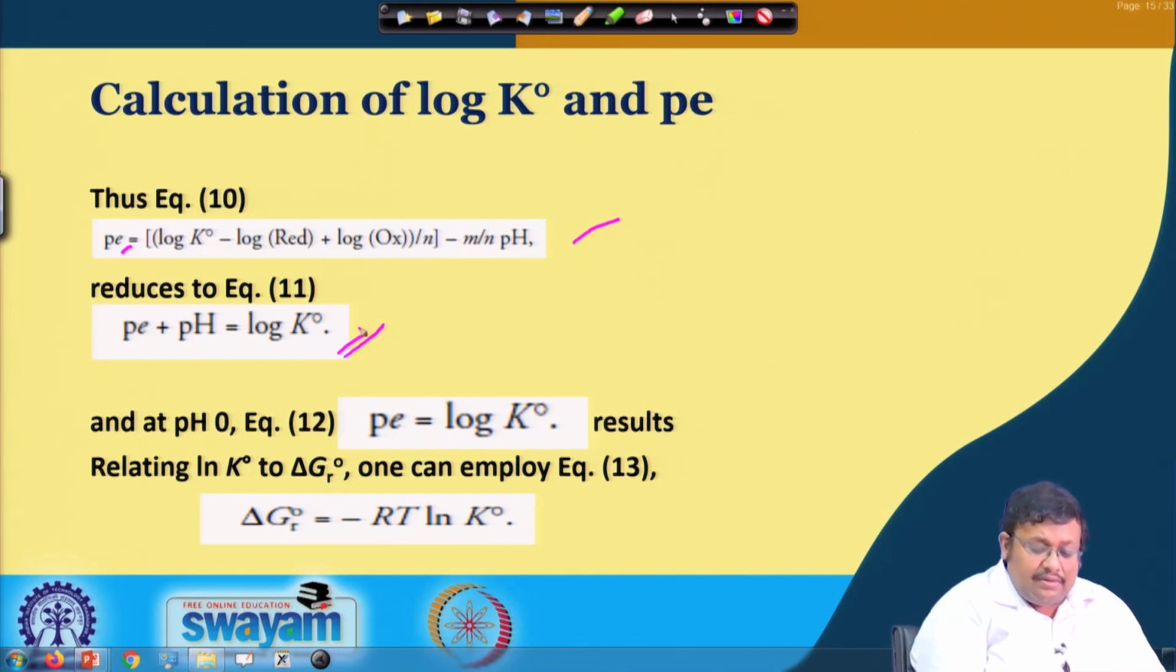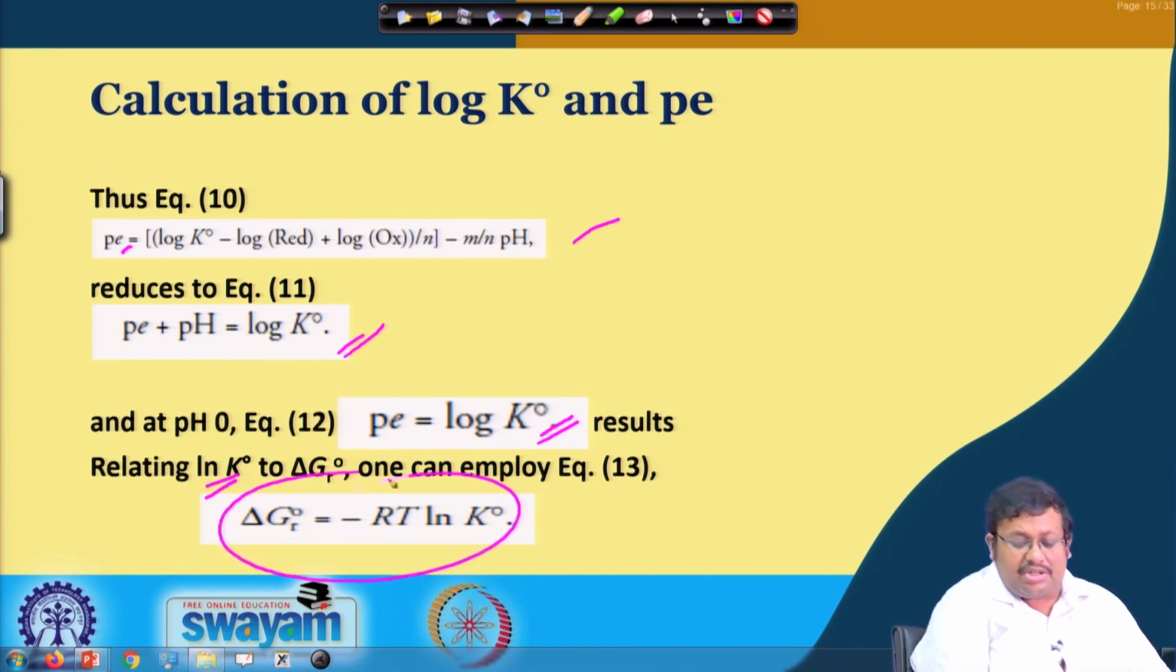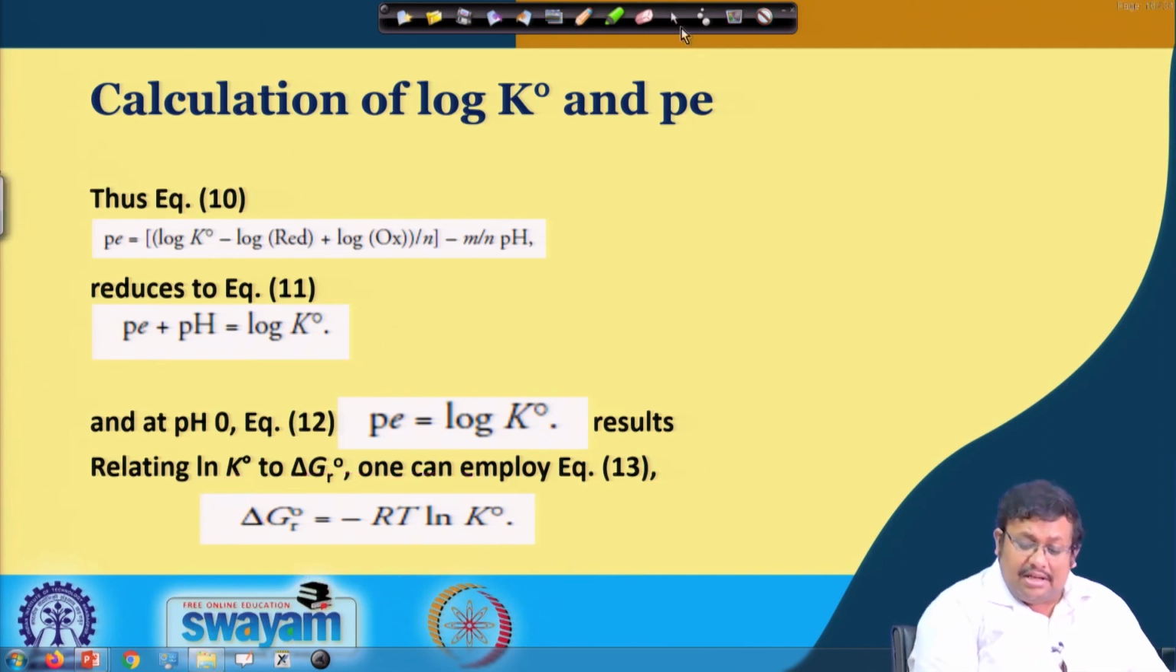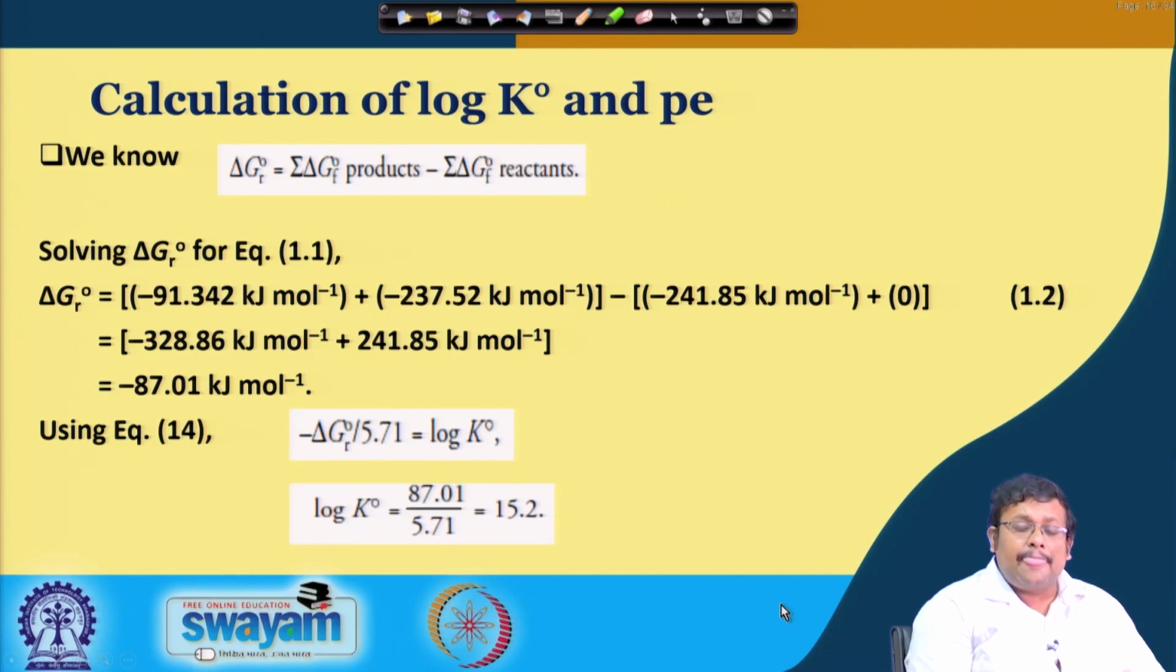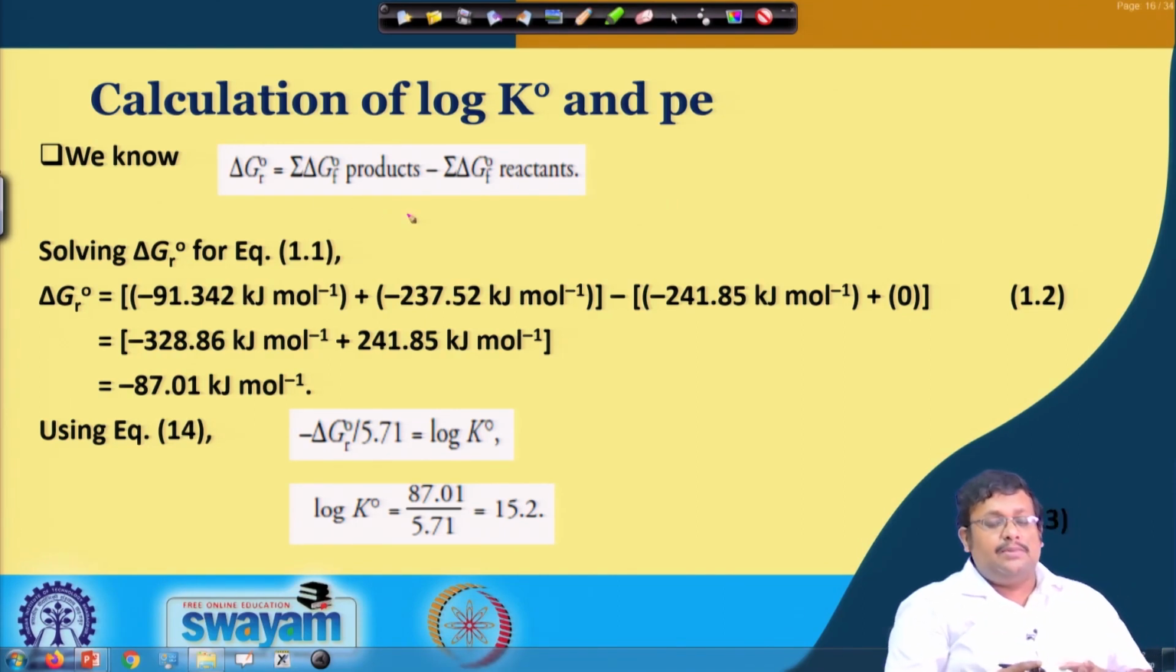Now, at pH 0 we also know that pE equal to log of K0, and relating this natural logarithm of K0 to the Gibbs free energy, we can get this equation. All these things we have discussed in our previous lecture. So, now what is new? Now, we know that the Gibbs free energy of the whole reaction is basically the difference between the summation of the Gibbs free energy of products and the summation of the Gibbs free energy of the reactants.